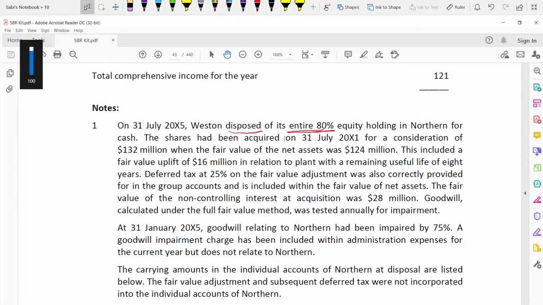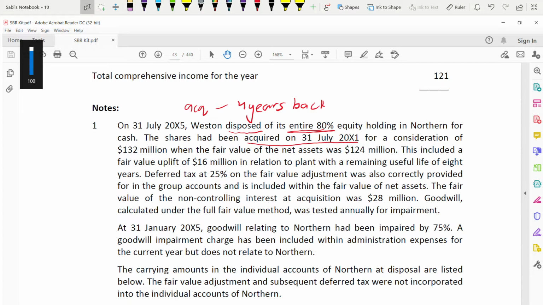For cash, and the shares have been acquired on, they have also given the date of acquisition. Okay, so shares have been acquired on 31st July 2001, exactly 4 years back. Acquired on this date. Okay, you can write the date. Wait, let me write it. Acquisition, 4 years back. That means four years they were holding it before they actually sold off.